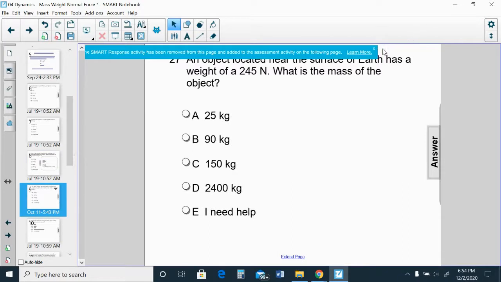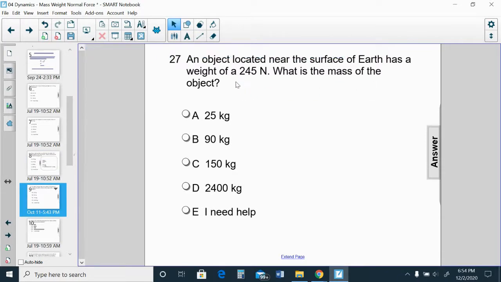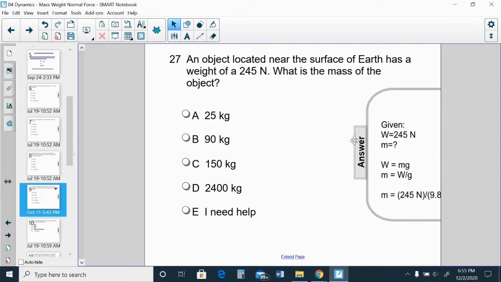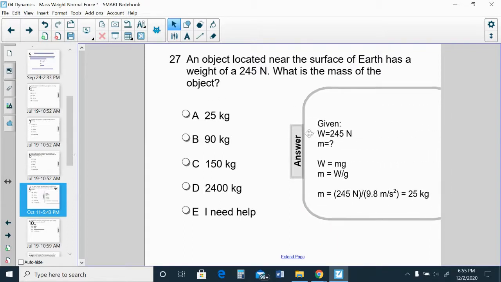An object located near the surface of the Earth has a weight of 245 newtons. What is the mass of the object? So again, you want to rearrange the equation to solve for mass. So mass equals weight divided by acceleration due to gravity, which gives you 245 newtons divided by 9.8 meters per second squared equals 25 kilograms, which is choice A.